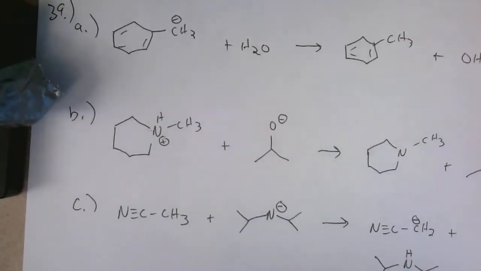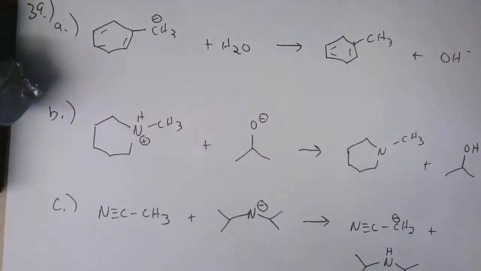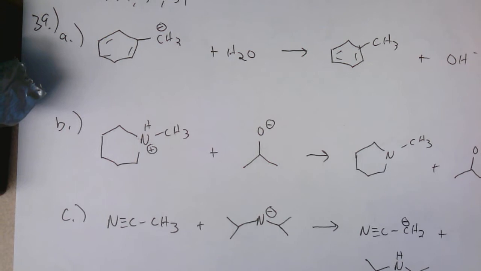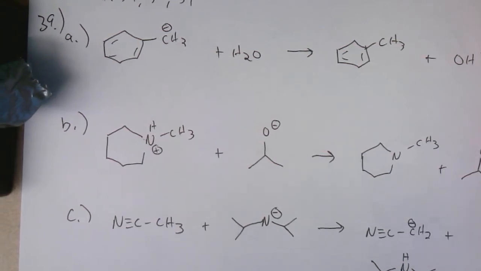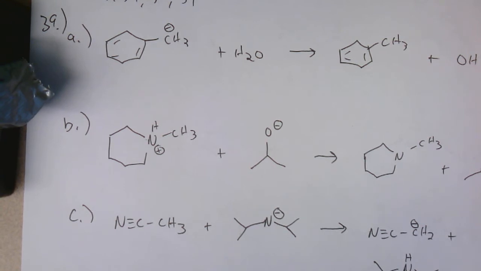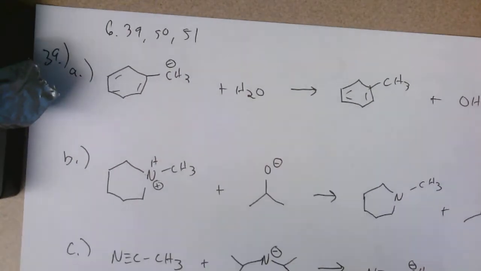So let's talk about the homework key. This is the first homework from chapter 6. Question 39 wants us to draw arrows, I believe. Given the reactions and products, supply the missing curved arrows and add the electron pairs as needed.